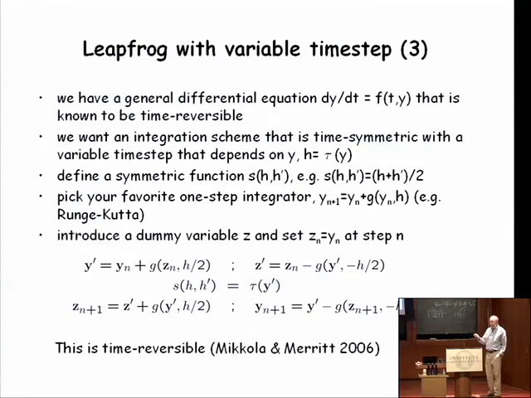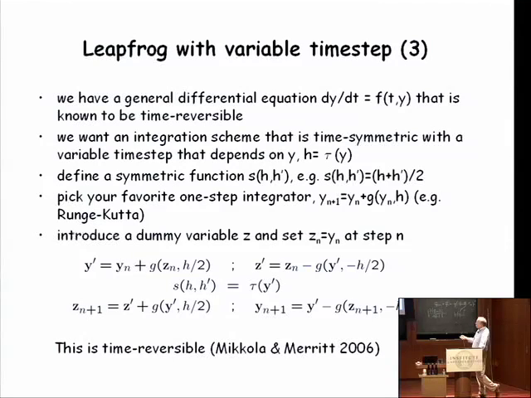And then you pick any integrator you like. It can be Runge-Kutta, it can be Bulirsch-Stoer, it can be anything you like. It's some sort of one-step integrator. And then the neat trick, which was originally due to Mikkola and Merritt, is that you introduce some dummy variable and set it equal to the variable that you want at step n.